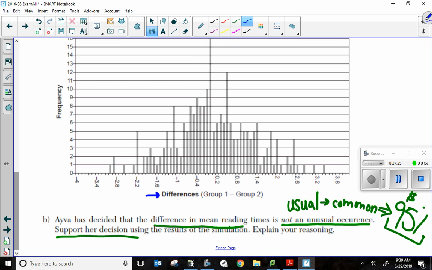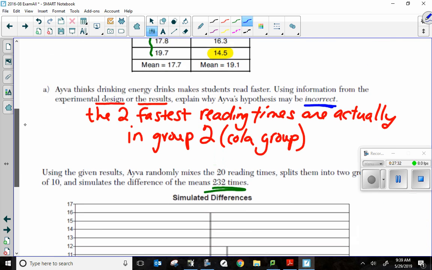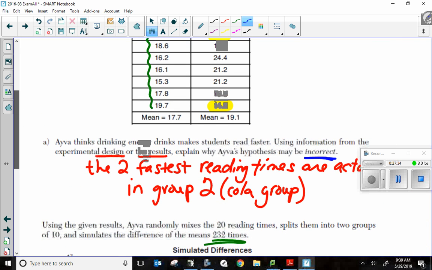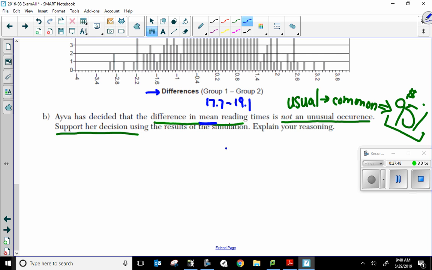Remember, subtraction order matters. So this is the difference in the means. Let's figure out what the means were in her experiment, because she says this is not unusual. Group 1 is 17.7. Group 2 is 19.1. So I go right here, and this is 17.7 minus 19.1. If I actually take 17.7 and subtract 19.1, oh, that's a negative number, my friends.